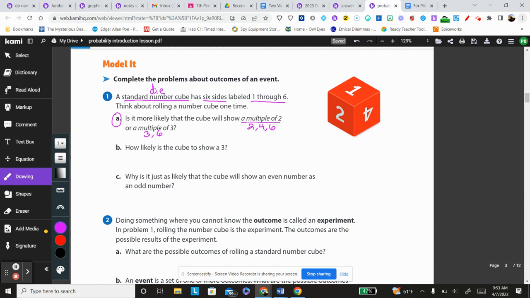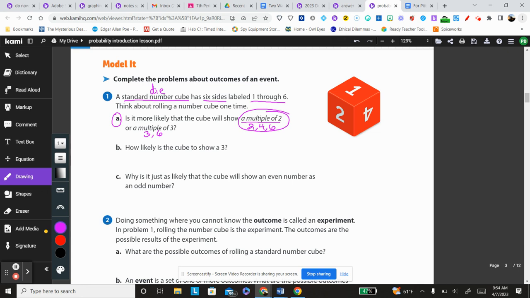So I'm going to ask you a question. Do you think it's more likely that you'll roll a multiple of 2 or a multiple of 3? Why? There are more of them than the multiples of 3. So I want everybody to circle that a multiple of 2 is more likely. There are more of them. This to me is common sense. It should be. Okay, everybody with me?